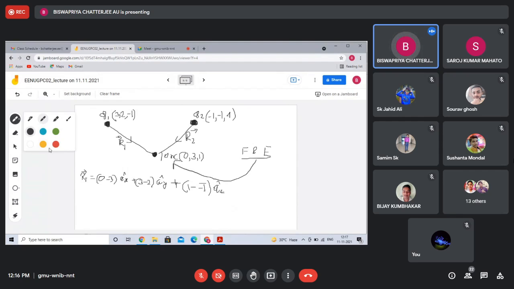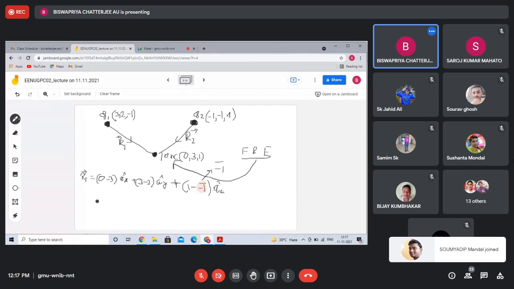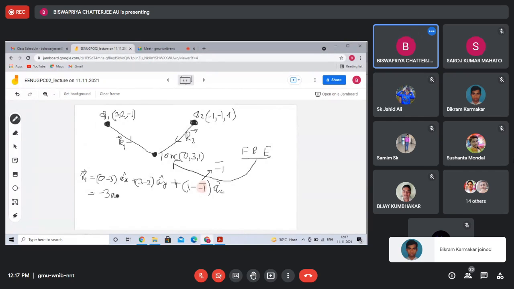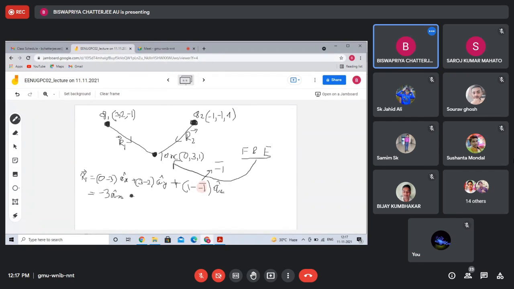You see, this is not 7, this is basically a bracket used over here. It is minus 1. A bracket like this is used. Okay, it's not 7. So it is equal to minus 3AX cap plus AY cap plus 2AZ cap.